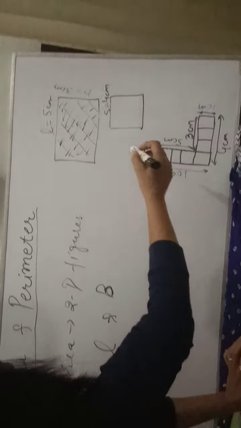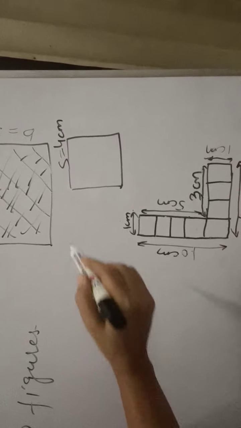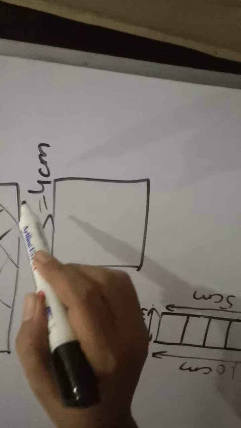If you have to find area of a given square, you all know that all the sides of a square are equal.